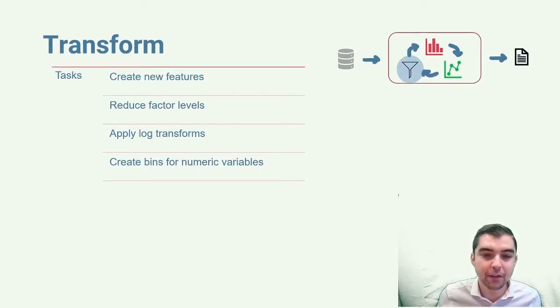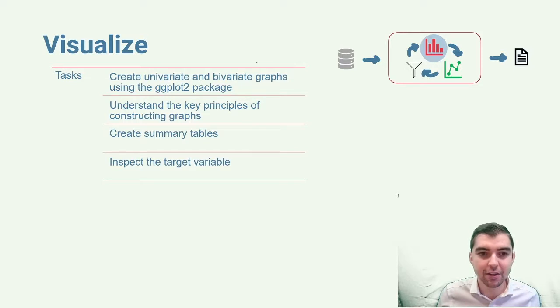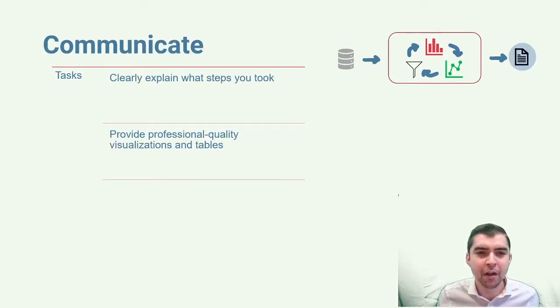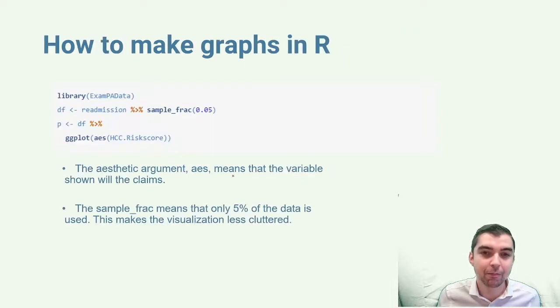The transformation phase comprises creating new features, reducing factor levels, applying log transforms, and creating bins for numeric variables. Visualization is when you will create graphs in ggplot2, understand key principles of constructing graphs, create summary tables, and inspect the target variable. Of course, when you model, you'll be first splitting the data into training and testing sets, and then fitting and interpreting models. Finally, when you communicate, you will clearly explain what steps you took and provide professional quality visualizations and tables.